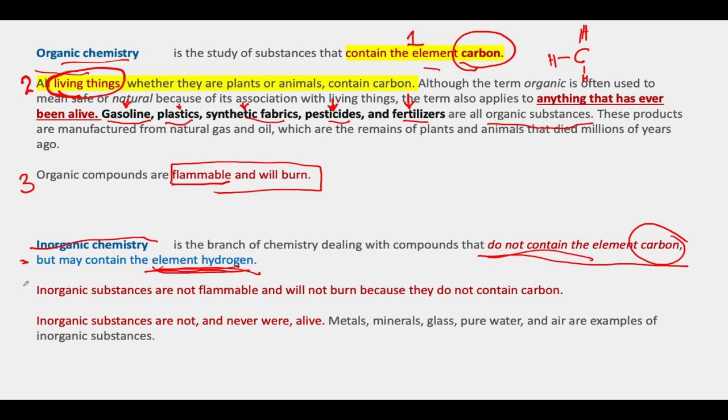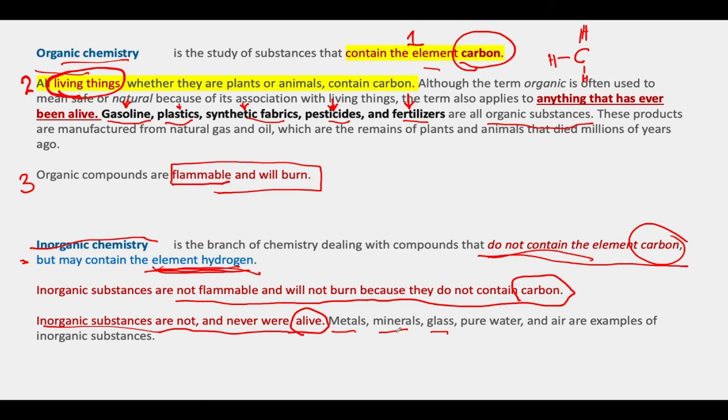And then based on that, because of the lack of carbon, inorganic substances are not flammable and will not burn because they do not contain what? Carbon. And inorganic substances are not and never were alive. So nothing here is derived from living materials in any way. And these examples are metals, minerals, glass. So minerals mean a lot of salts, glass, pure water, air are examples of inorganic substances.